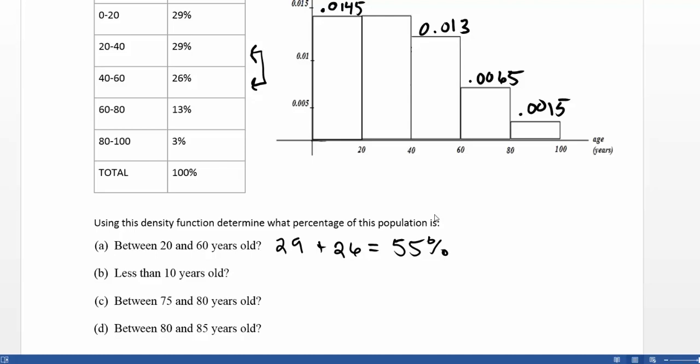Part B wants less than 10 years old. This is a little tricky because 10 is not one of our cutoff numbers. So let's go to our picture for a minute. Remember that all outcomes are equally likely.